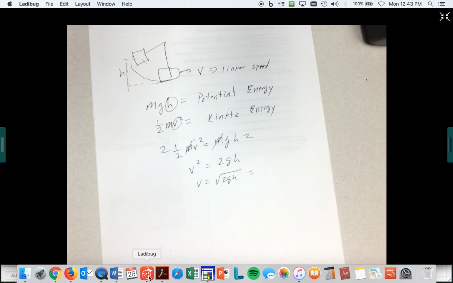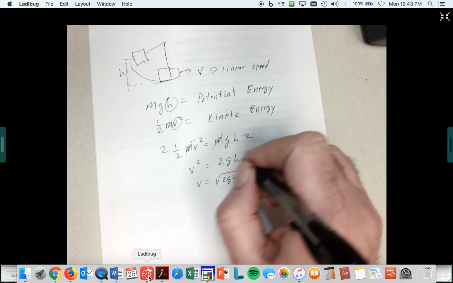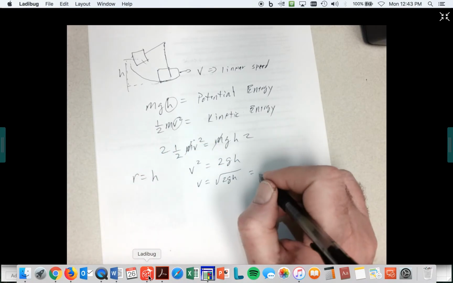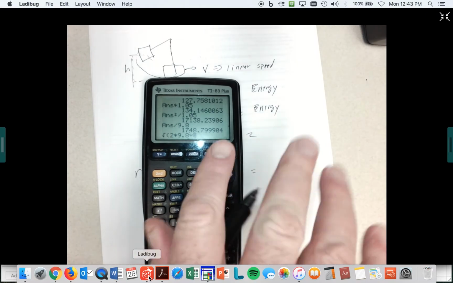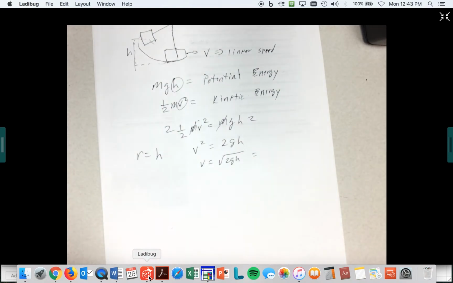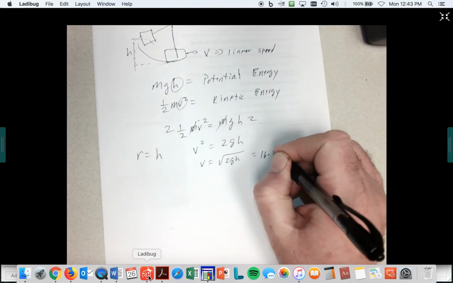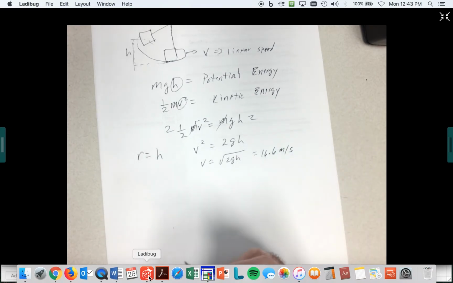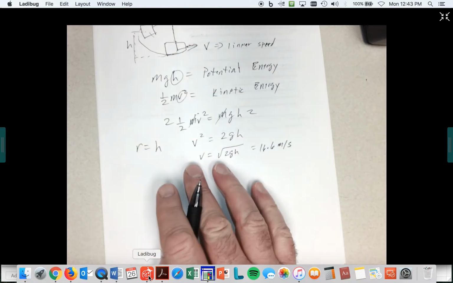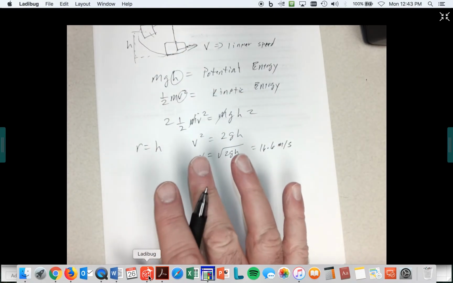All right, so we've got 2 times 9.8 times, now, how high was it? 14 meters is the radius. h is equal to r, so it's 14 meters. So I just type it all in, square root, times 14, is equal to 16.56 meters per second. Well, let's go with 16.6 meters per second. That's how fast it's going at the bottom. That's its tangential speed. Okay? Now, here's what's going on.